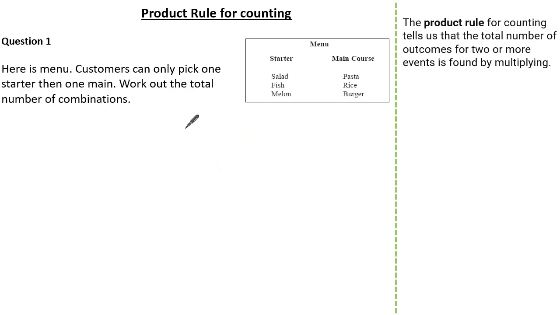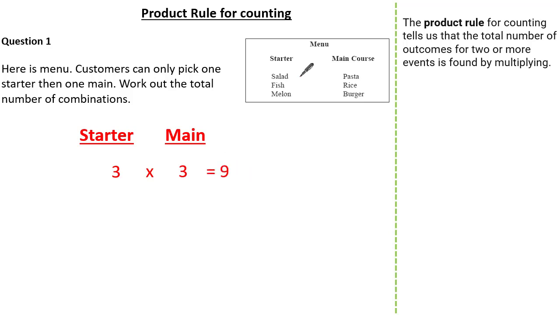So now let's change the question slightly. So the question asks us to work out the total number of combinations. Well, we know we have 3 possible outcomes for our starter. And we know we have 3 possible outcomes for our main. So, using the product rule for counting, multiplying these together gives us a total combination of 9.